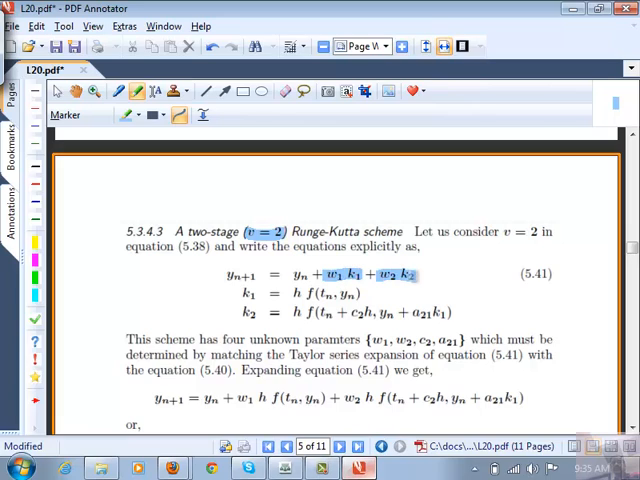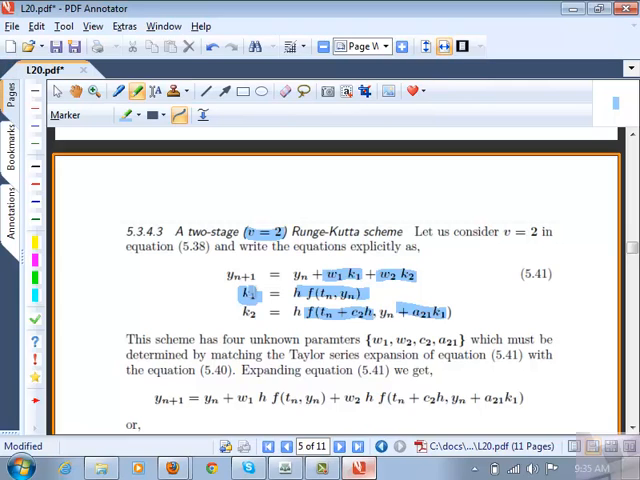Okay? So I have now plugged everything into the formula. So I put W1 times K1, K1 is h times f, plus W2 times K2, but K2 I've replaced by its form. Okay? Now, when I want to compare this with the Taylor series, I need to realize that this function is evaluated at t_n plus C2 h and y_n plus A21 K1. This is where the algebraic manipulation gets tricky. So what I need to do is I need to expand this itself in Taylor series.